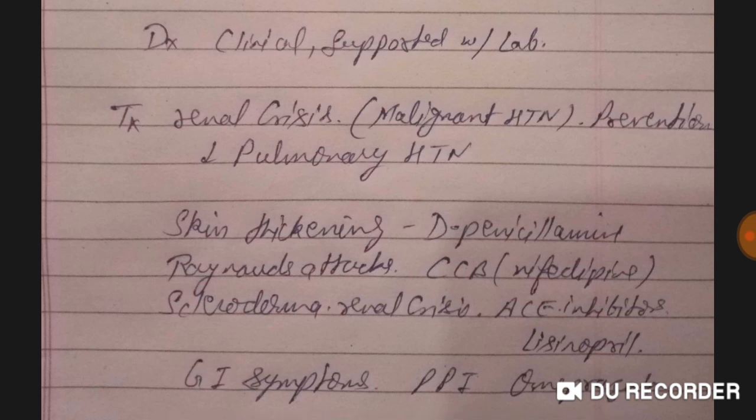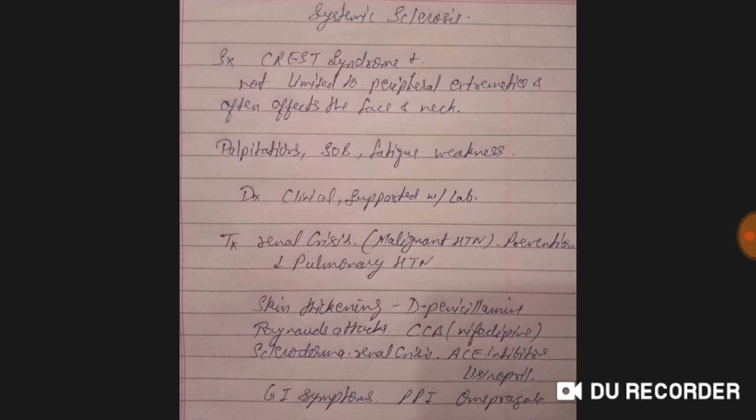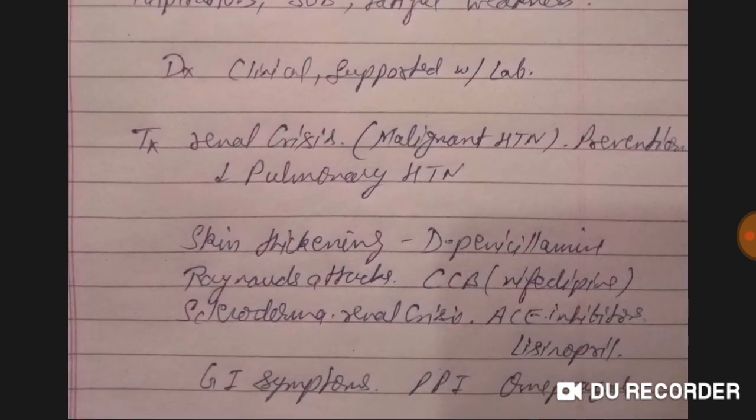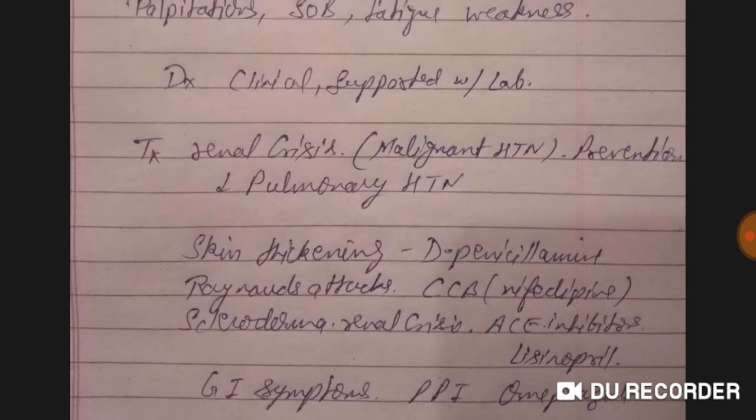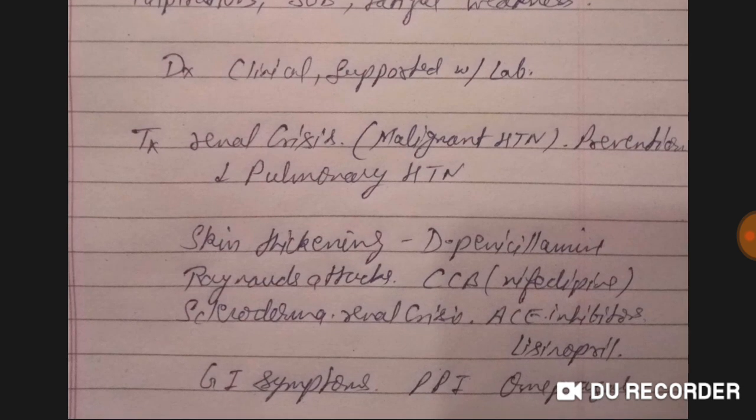Okay, and for Raynaud's attack, we need to treat with a calcium channel blocker, that is nifedipine. And for renal crisis, we have to treat with ACE inhibitors, that is lisinopril. For Raynaud's attack, that is CCB, calcium channel blocker, and for skin thickening it is D-penicillamine, and for GI symptoms, PPI like omeprazole. The symptoms are related, like Barrett's esophagus.